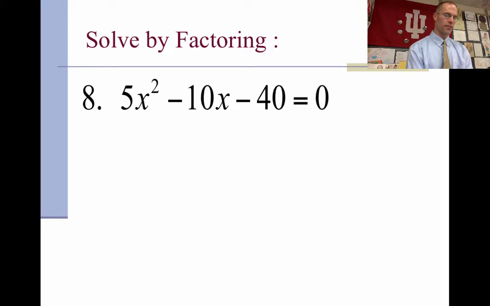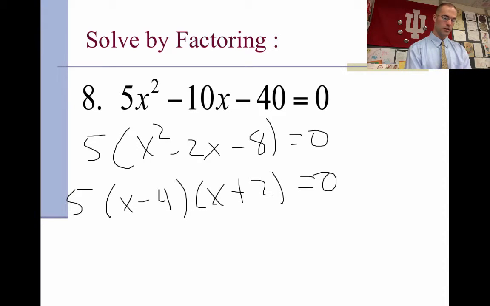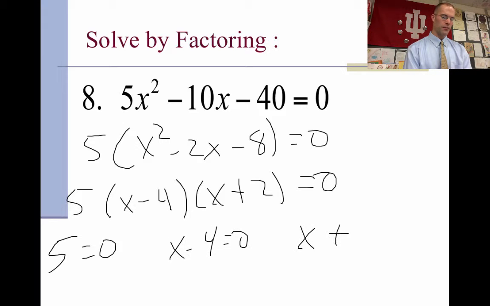Alright, number 8, we can factor out a 5 for the GCF. So then we're left with x squared minus 2x minus 8. So you've got 5 times the quantity of x minus 4 and x plus 2. So then you set everything equal to 0, including the 5. So you get 5 equals 0, x minus 4 equals 0, and x plus 2 equals 0. Well, does 5 equal 0? No. So then we're going to have x equals positive 4 and negative 2.